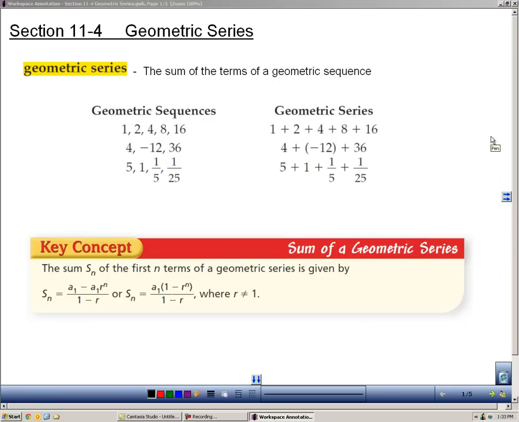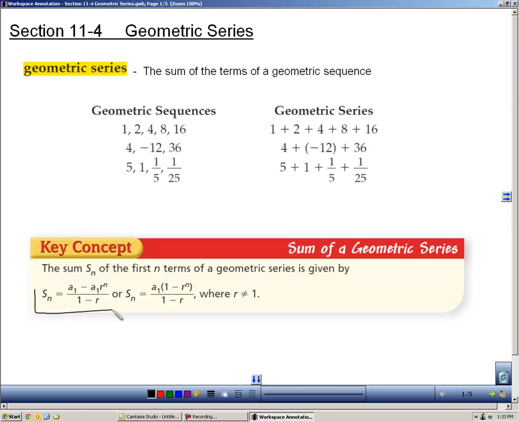Section 11.4 is about geometric series. We've already learned about geometric sequences, and a series is when you add up or sum the terms in a geometric sequence. Here are some examples of sequences, and if you add those terms up, then they become a geometric series. There are some formulas for the sum of geometric series.